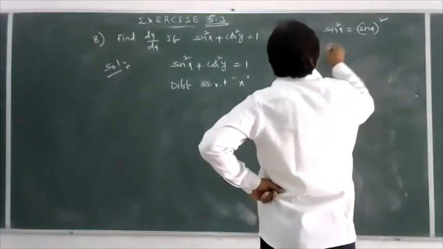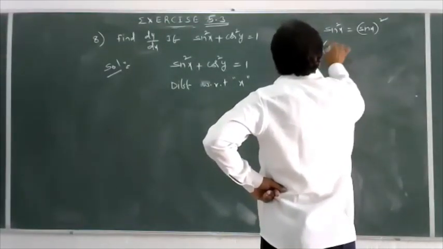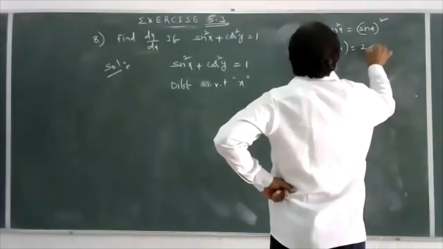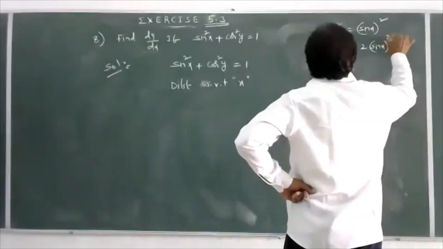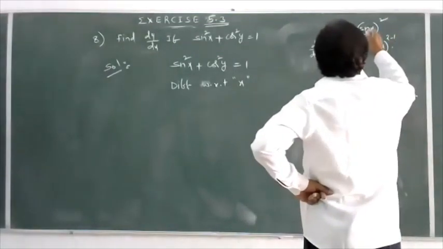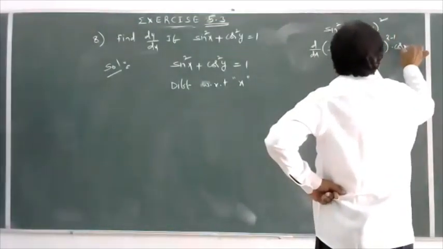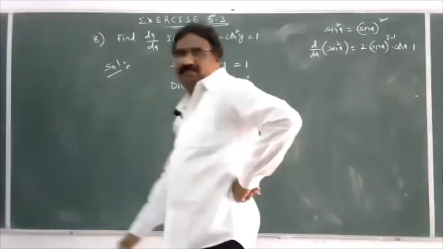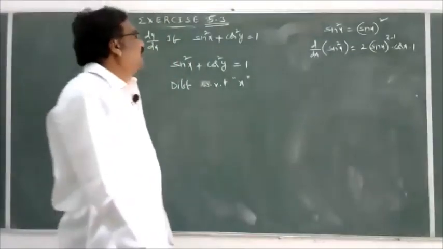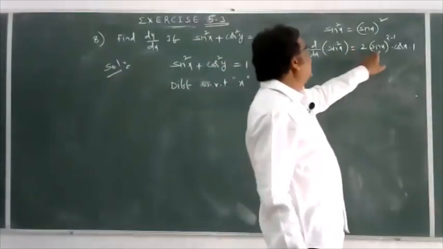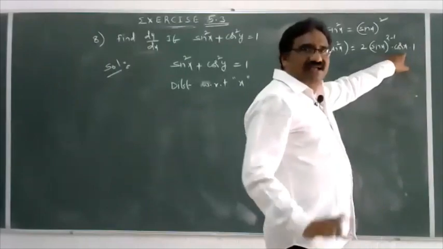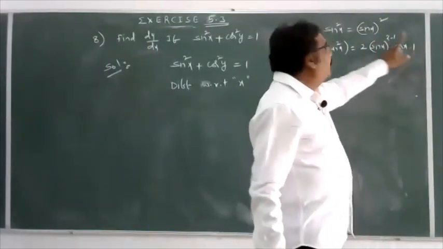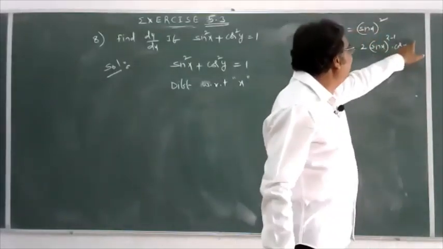The derivative of sin square x, d by dx of sin square x, is equal to, by the x power n formula, 2 into sin x whole power 2 minus 1 into d by dx of sin x, which is cos x, into d by dx of x, which is 1. Like that, sin square x derivative is 2 sin x into cos x. Here we are doing with respect to x. That's why here x derivative is 1. But here we get y, so you get dy by dx.